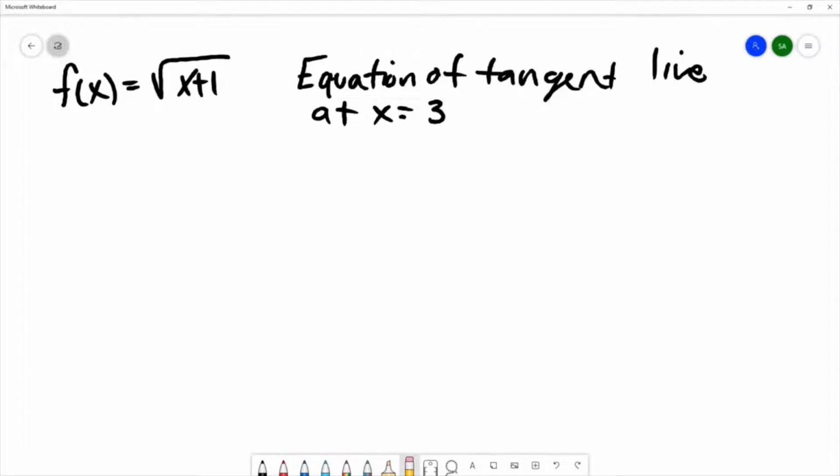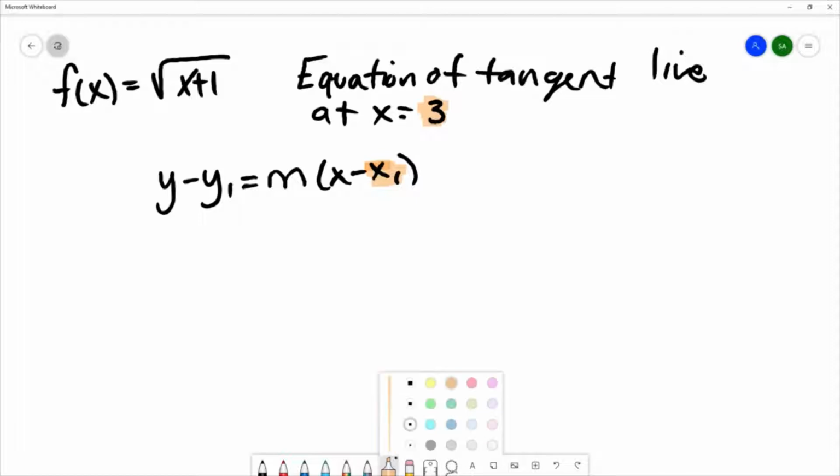On this question, I want to find the equation of the tangent line at the point x equals 3 for this function f of x equals square root x plus 1. Now when we're finding the equation of a line, we're going to use the point slope form. That's y minus y1 equals m times x minus x1. And we've already got the x value, x equals 3, which is the value that we would substitute in for x1. We need to also get y1, and y1 we get from calculating f of 3.